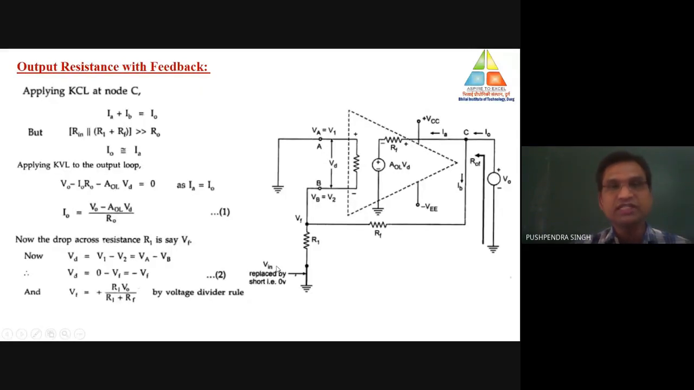Now what is output resistance with feedback? For that we need to again redraw the circuit. These are the components which are connected from output to input terminal. This is your feedback element, RF, and the input resistance is R1, and the negative terminal is connected to the input voltage source. So we need to replace this voltage source with ground.